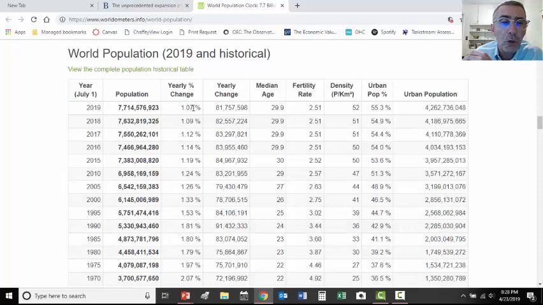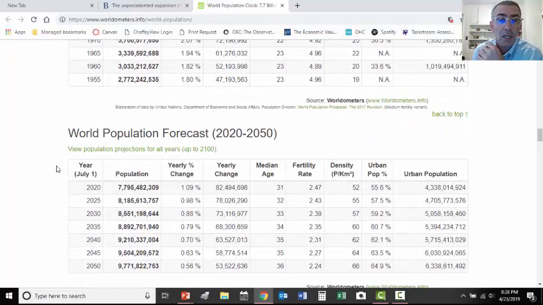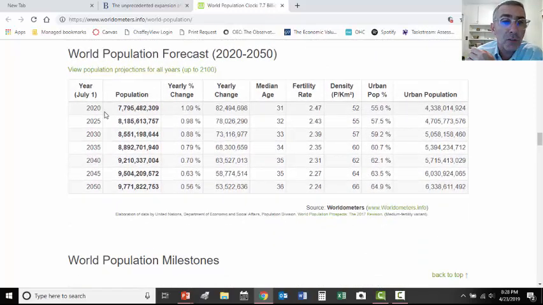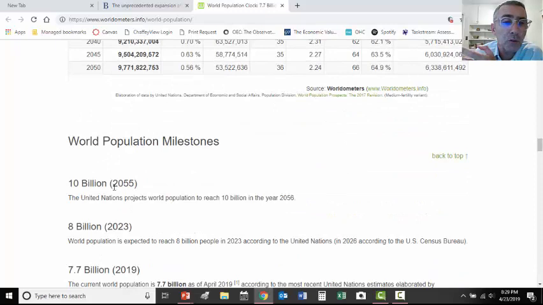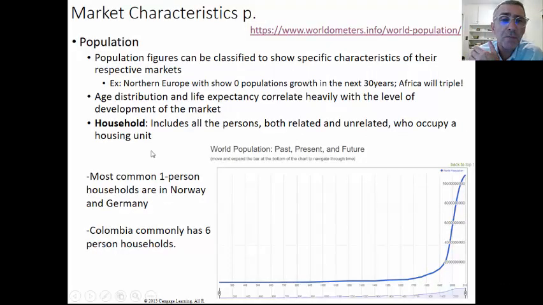We're at 1.07. Back in the 90s, we were at 1.8, in 1970 at 2, which doesn't seem like a lot, but when you're talking about 2% of 3.7 trillion, of course, that's huge. And then, of course, the forecasts here they are. So 2020, we're nearing the 8 billion. 2055, 10 billion, and 2023, the 8 billion mark. All right. So again, some fun facts about population.